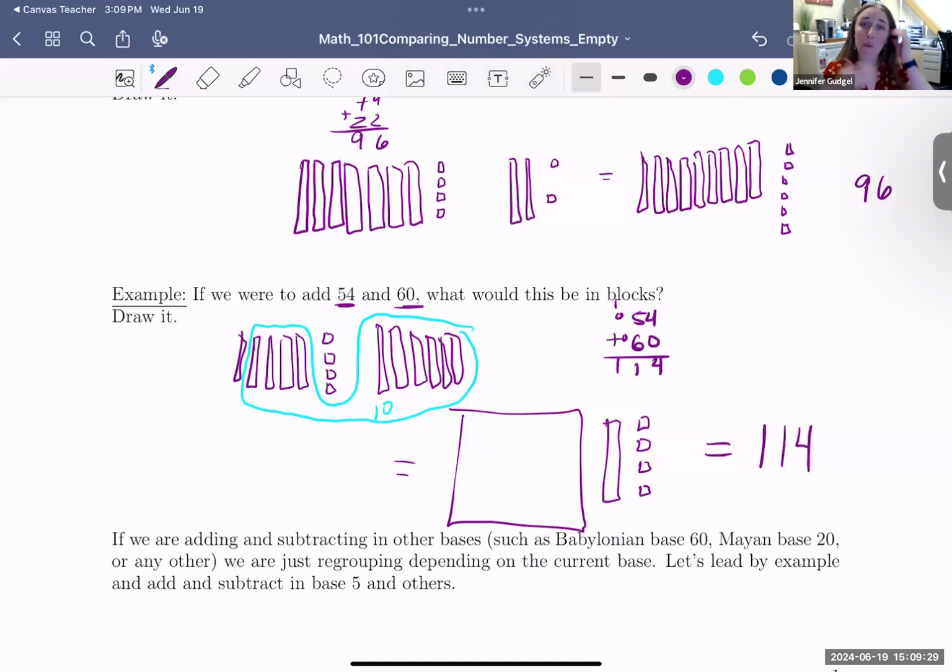Now, this is something that works in other bases too, and the visual might help you see it. But remember, the way our base works is we regroup at 10. But the Mayan base regroups at 20, and the Babylonian base regroups at 60. And what I'm going to show you in a moment is that there are other notations where we can talk about base 6, base 9, base 18. Whatever kind of base we want to talk about, we can add and subtract in as well.